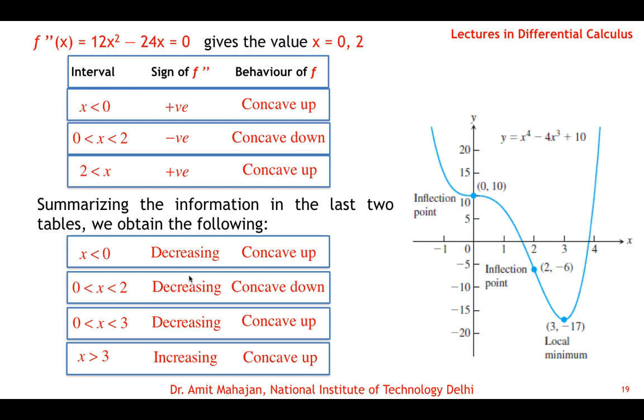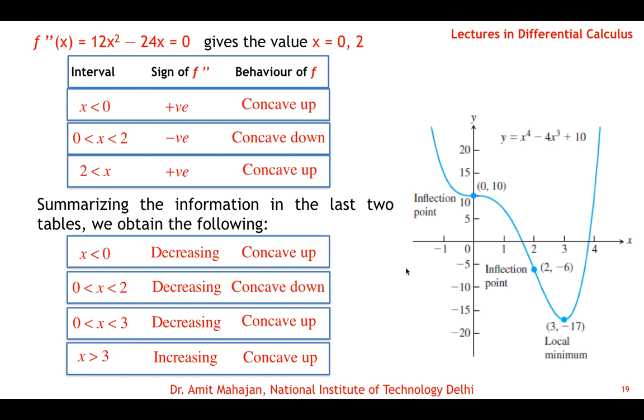So where is the concavity changing? It is changing at x equal to 0, and at x equal to 2. At x equal to 0 and x equal to 2, concavity is changing, and the tangents exist. You can check the first derivative values at x equal to 0 and 2. So tangents are there, and these two points are points of inflection. The function changes from decreasing to increasing at x equal to 3, so it is a point of local minima.